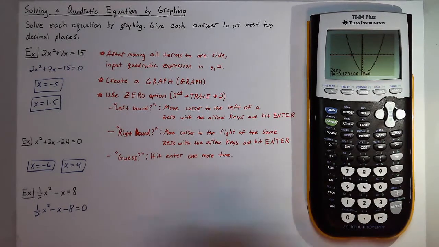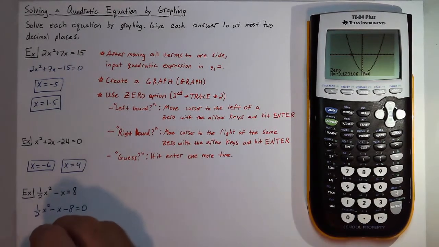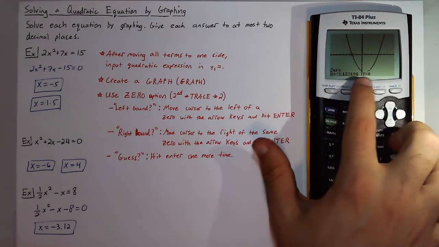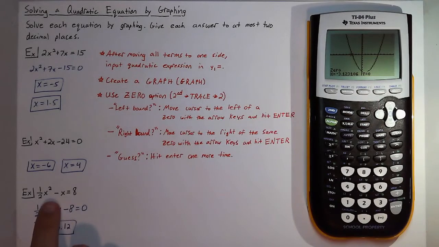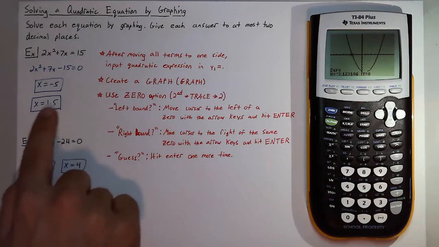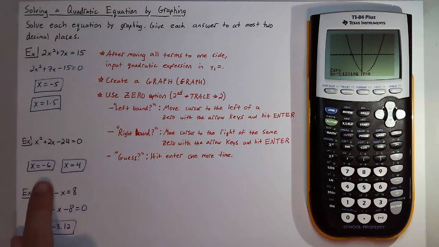Well, here we have x is equal to -3.12, if I round to at most 2 decimal places. You'll notice here that this is a lot longer of a decimal, which means that this probably does not factor, because usually if it factors, you have some sort of fraction that you can easily tell is a fraction. Here it doesn't seem like it is a fraction.